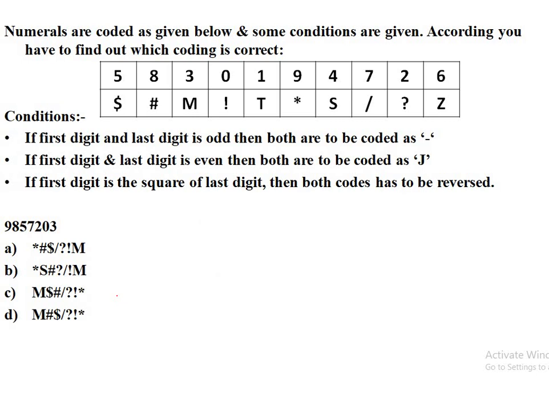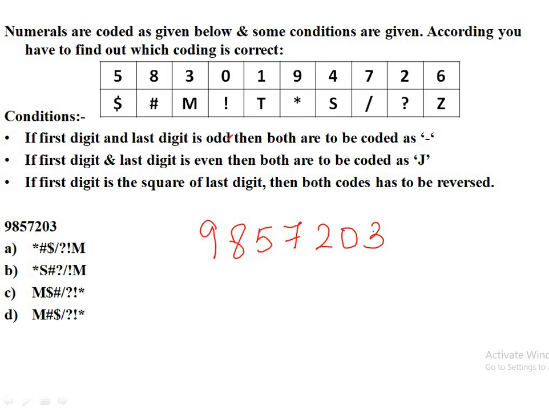Moving on to the next question. Same concept, the table and conditions are all the same. But here the question has been changed. That's it. Okay. Yes. So let's see what it is. So what do we have? I'm writing here 9857203. Yes.